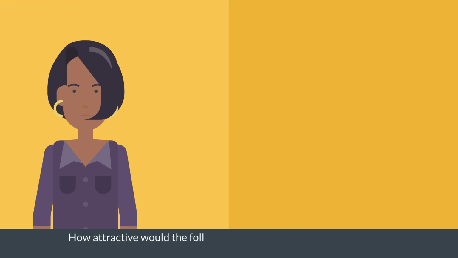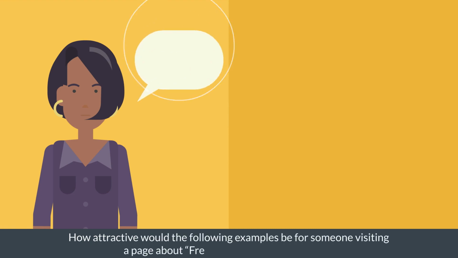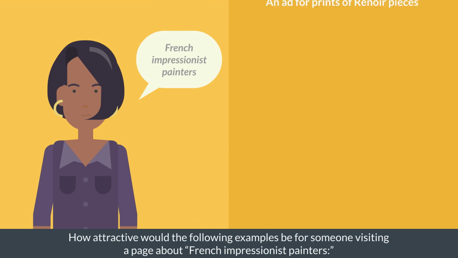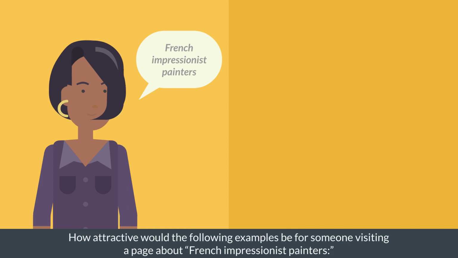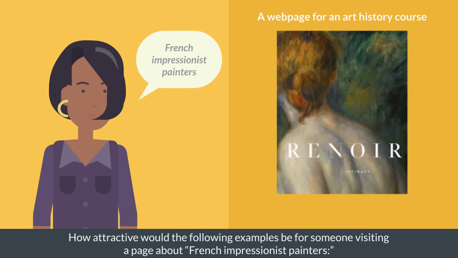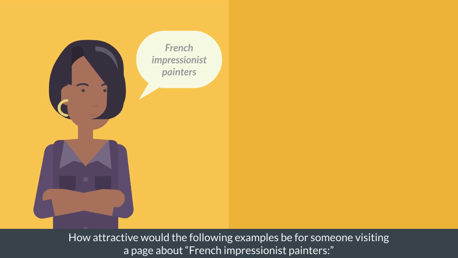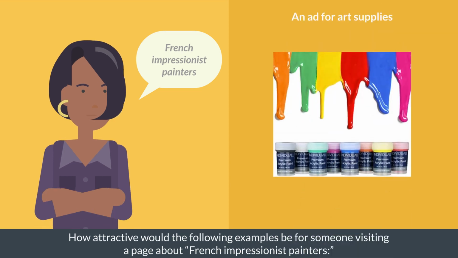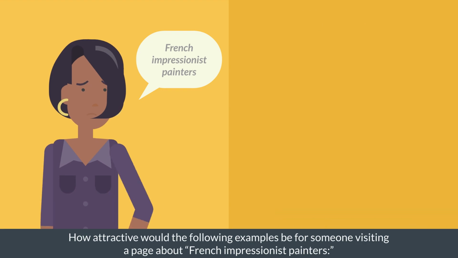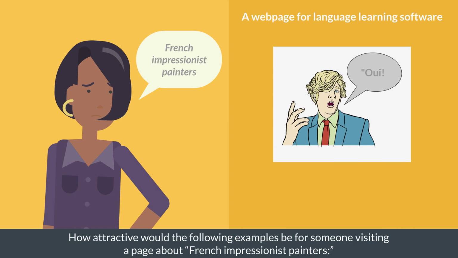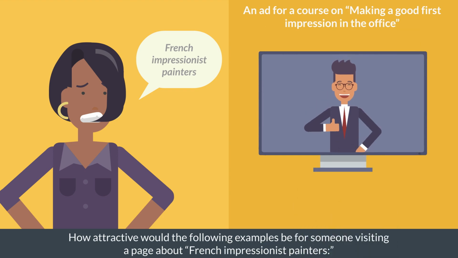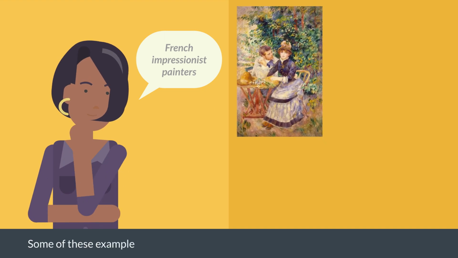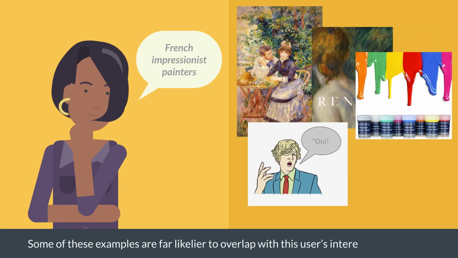How attractive would the following examples be for someone visiting a page about French Impressionist painters? An ad for prints of Renoir pieces. A web page for an art history course. An ad for art supplies. A web page for language learning software. An ad for a course on making a good first impression in the office. Some of these examples are far likelier to overlap with this user's interests than others.